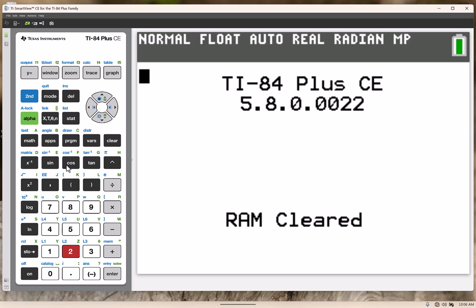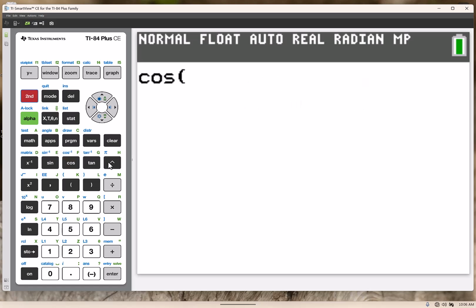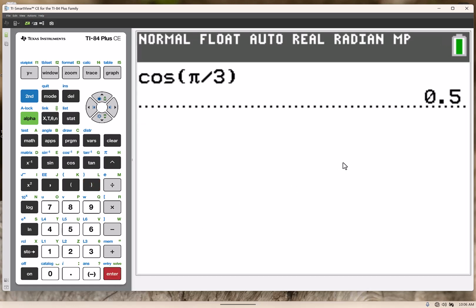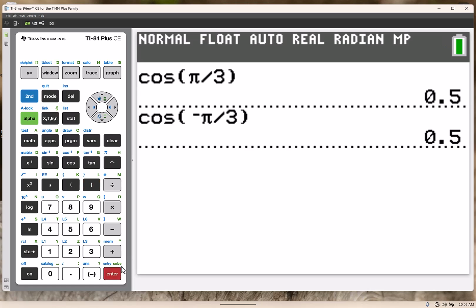All right, check it out, guys. Cosine, and I'm going to put pi over 3, and I'm going to push enter, and I get 0.5. That's what we wanted. My apologies, I thought I had a calculator in every desk. Cosine, negative pi over 3. And notice I get that 0.5 again, that half.